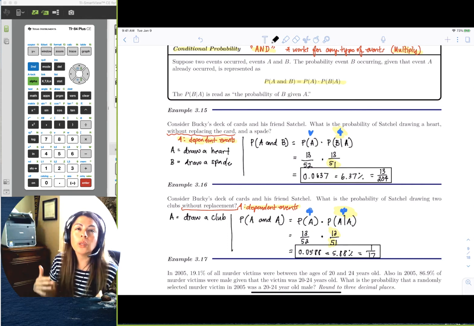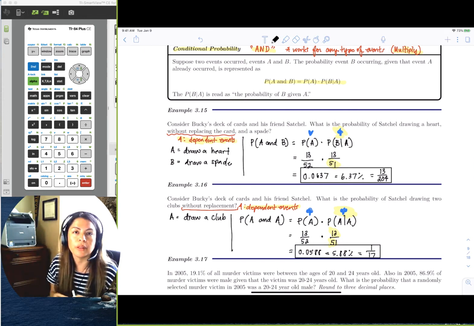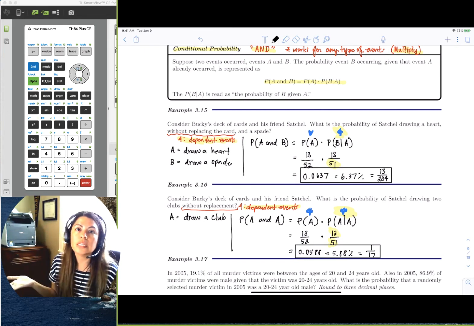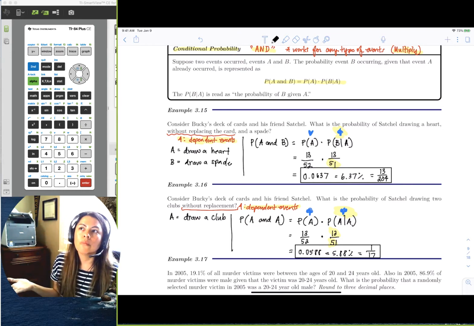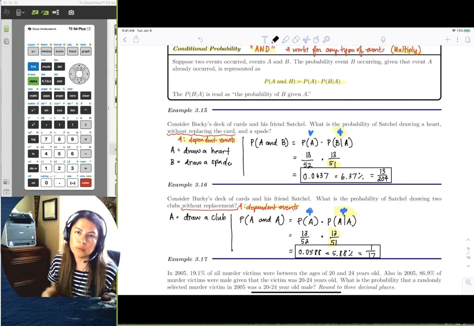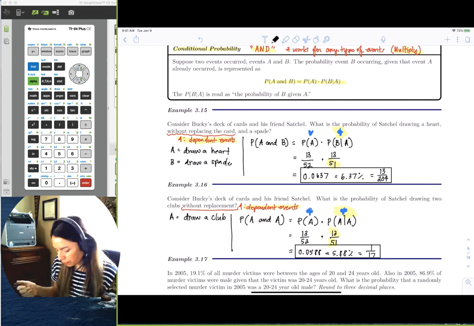In fact, it's only when it states that it's with replacement that we actually use the other formula, the non-conditional probability. So we always use this multiplication formula with probability more likely than any other multiplication formula for probability. Okay, let's try an application.